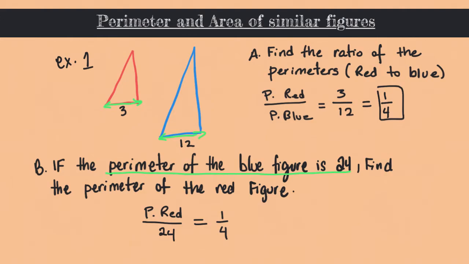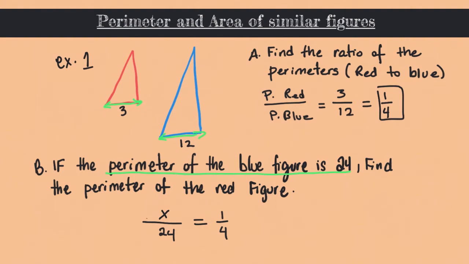Now, in our numerator on the left-hand side of our equal sign, instead of putting P red, or the perimeter of our red figure, we're going to represent that unknown using a variable. And the variable that is most commonly used is x. Now, looking at this, does this look familiar? x over 24 equals 1/4. If it doesn't, it's okay.